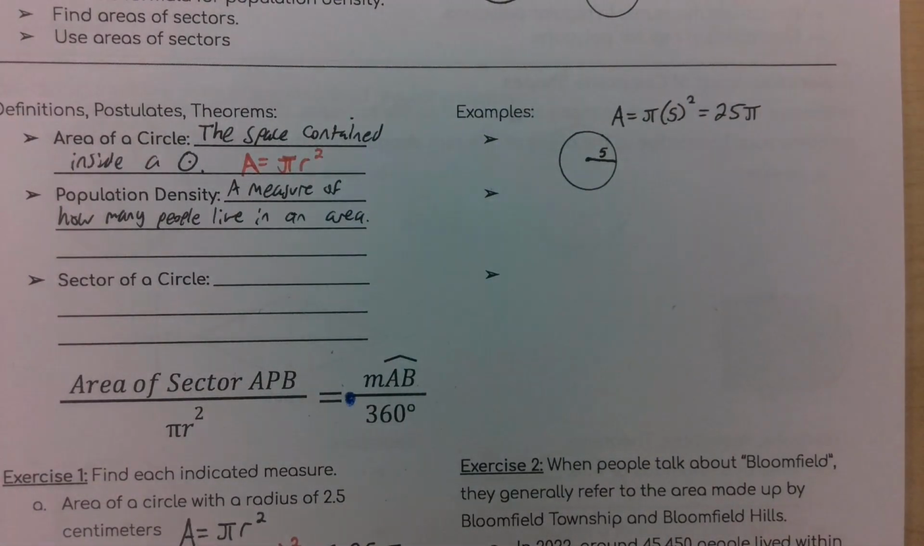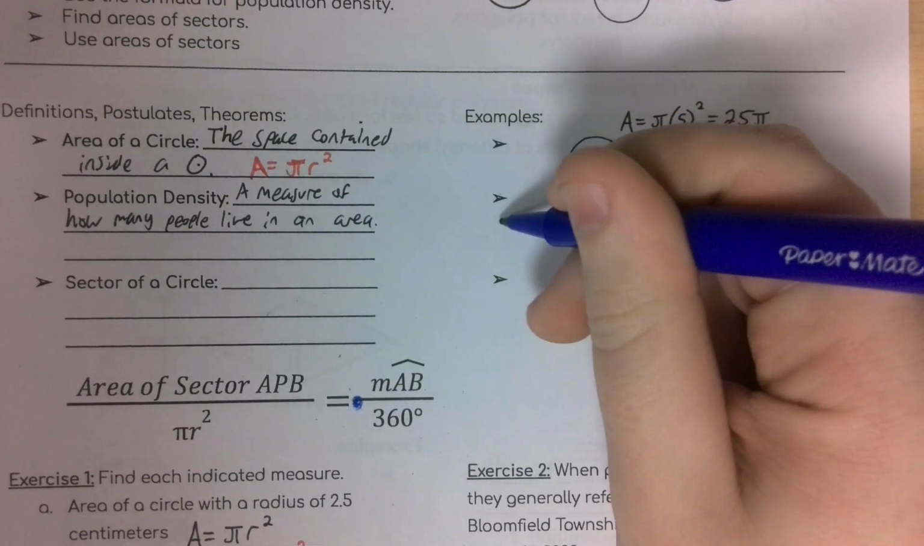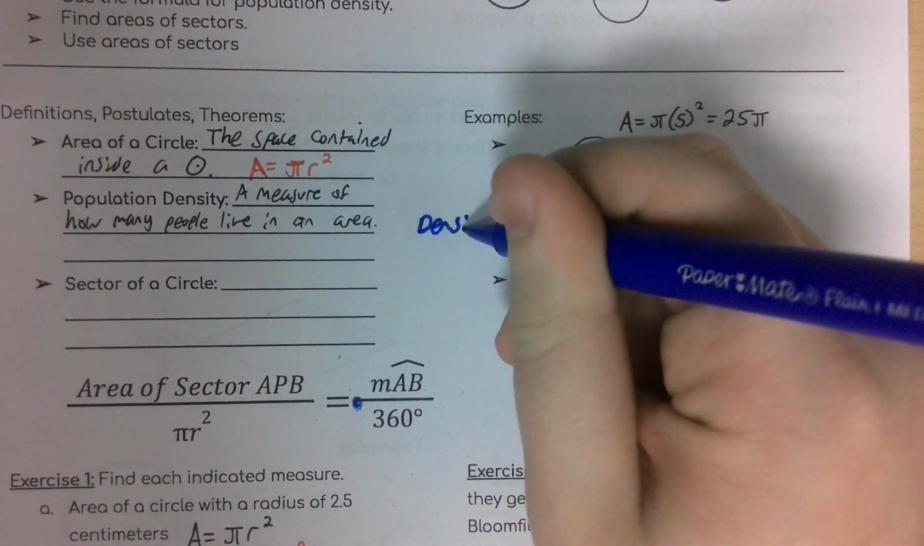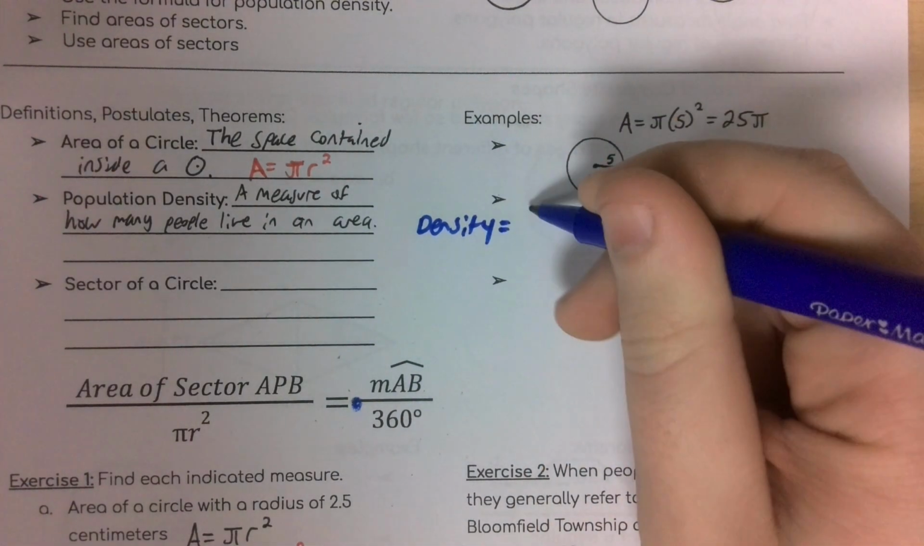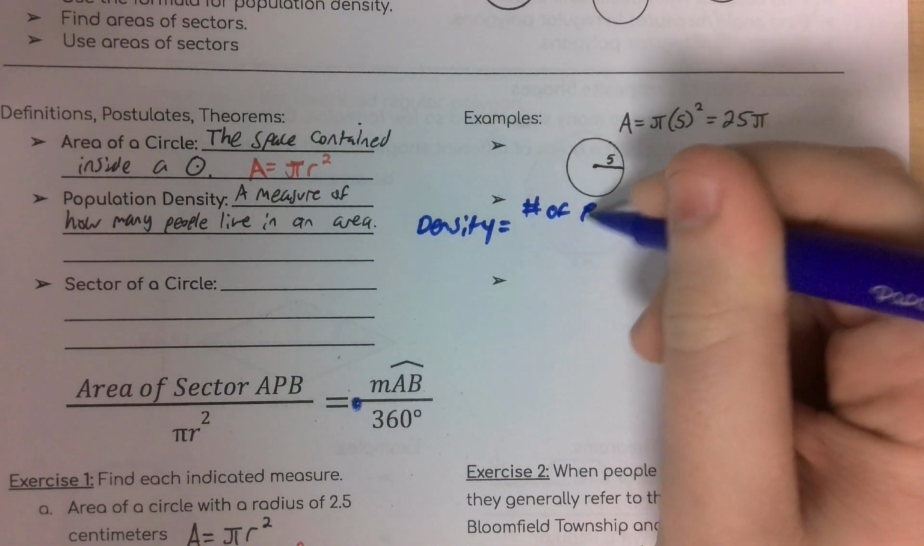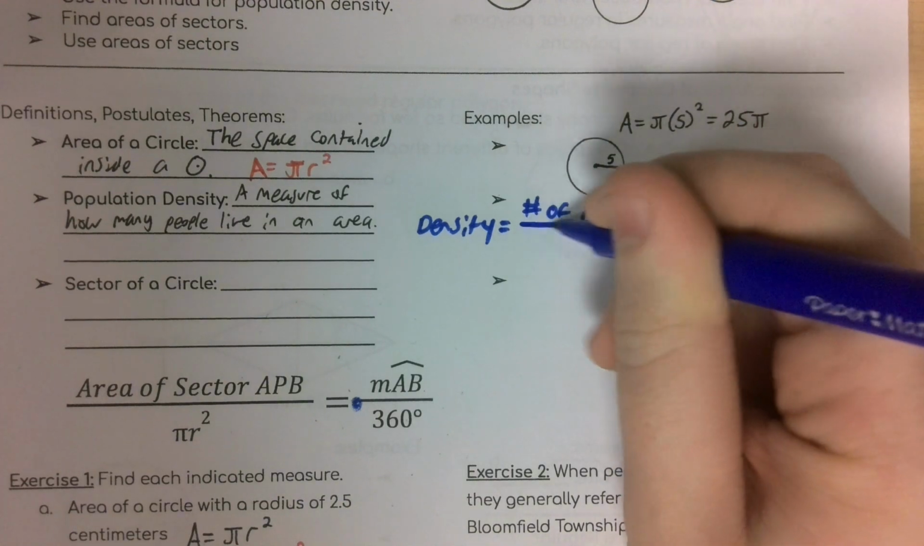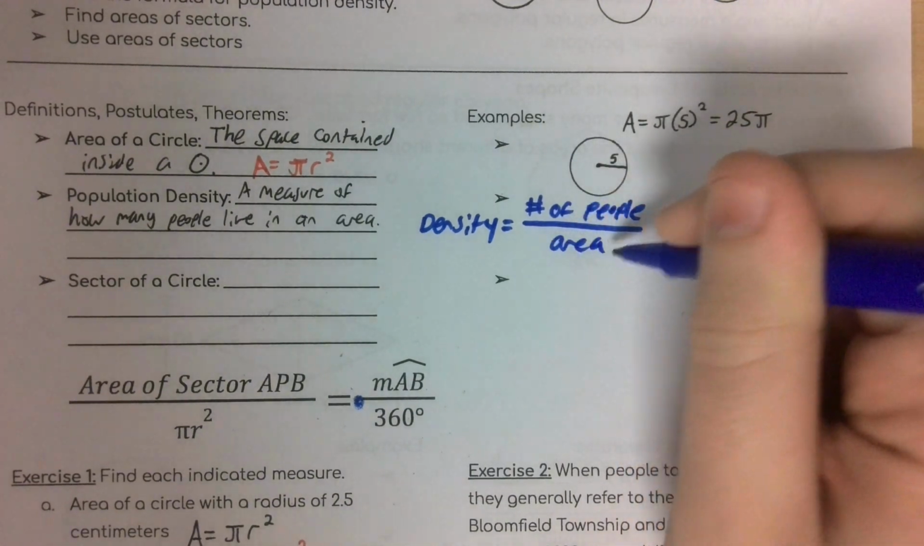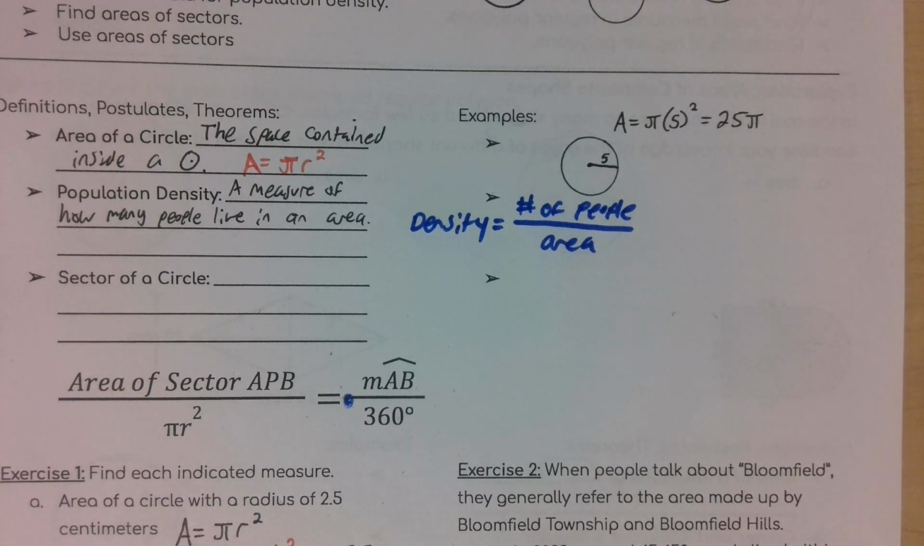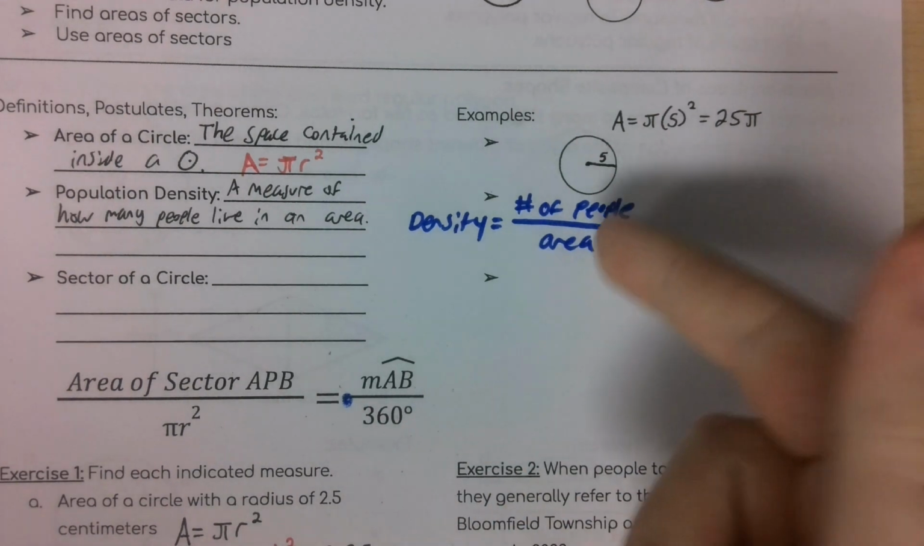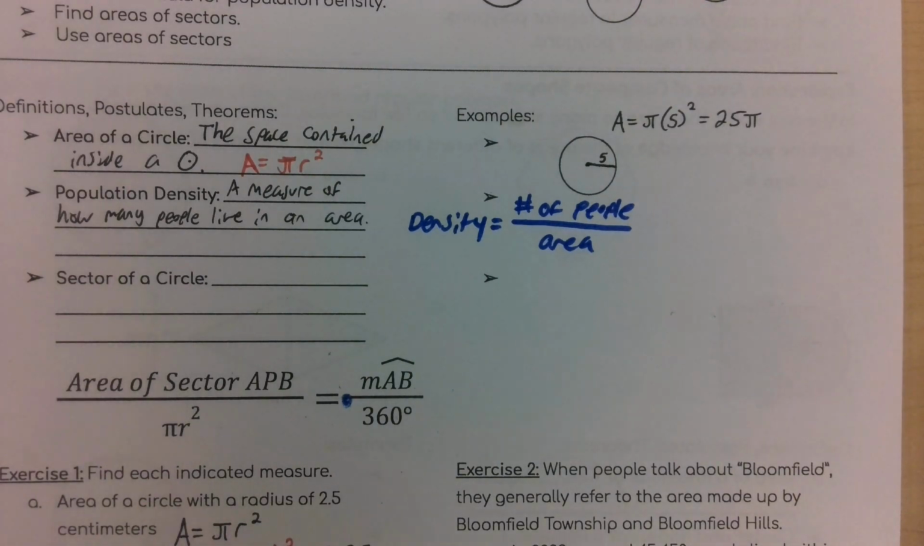The formula for population density is this. Density equals the number of people divided by the area that we're looking at. Density is the number of people divided by the area. So if there were 5 people in 5 square miles, 5 divided by 5 is 1. We'd have a population density of about 1 person every square mile.